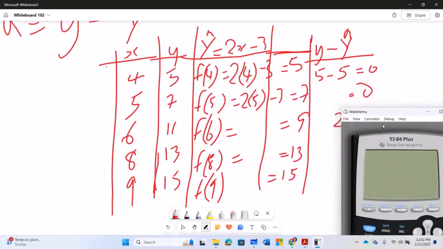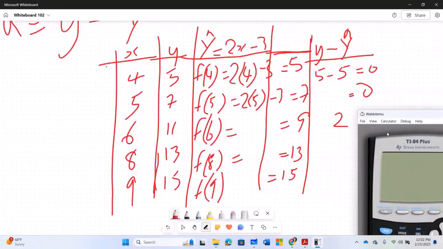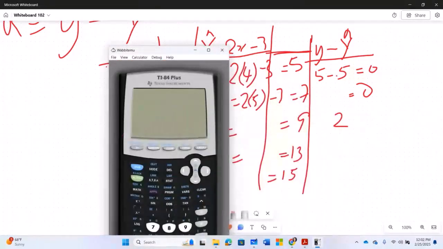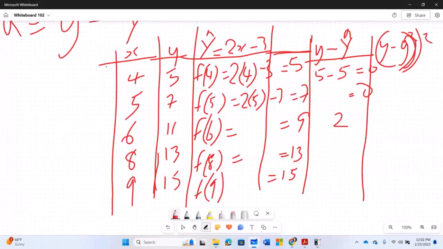Okay, so let's find all the subtractions. 5 minus 5, 7 minus 7 is 0, 11 minus 9 is 2. This is 0, this is 0. Therefore, all these things are 0. So the next step is going to be y minus y hat, all squared. So it means we are going to add all this.